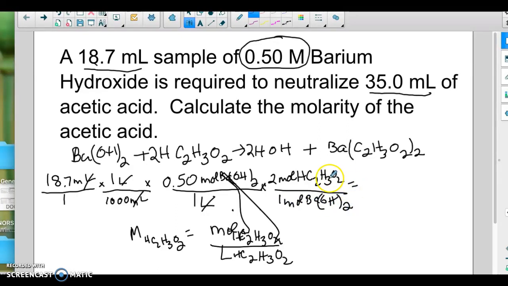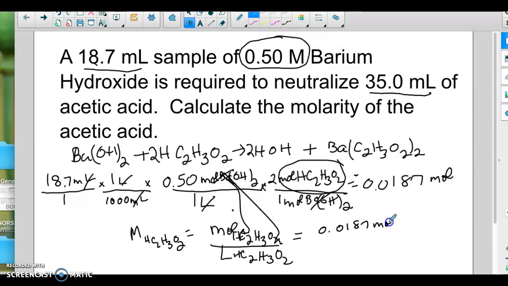So at this point, I'm ready to calculate my moles of acetic acid. So I'm going to grab a calculator. And I get, should have been able to do that one in my head, right? 0.187 moles. So I'm going to plug that in down here, 0.187 moles, and I'm going to just keep track of the fact that I'm talking about the acetic acid.